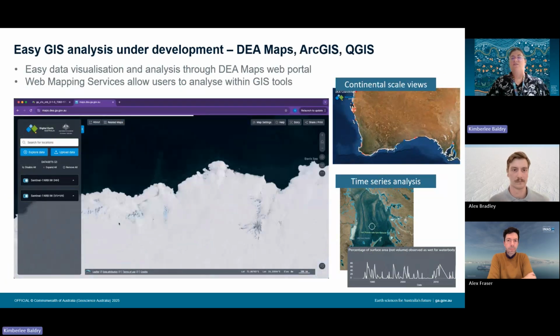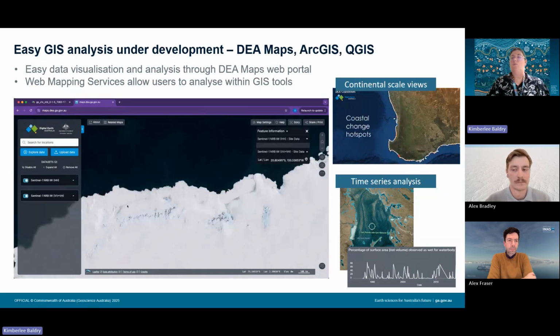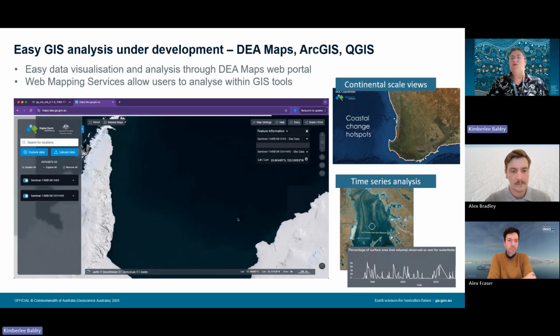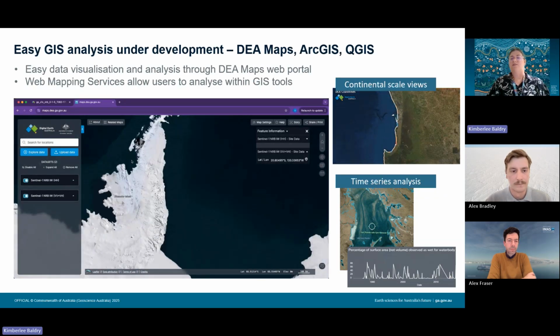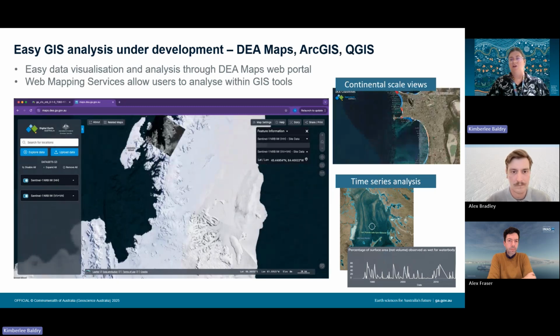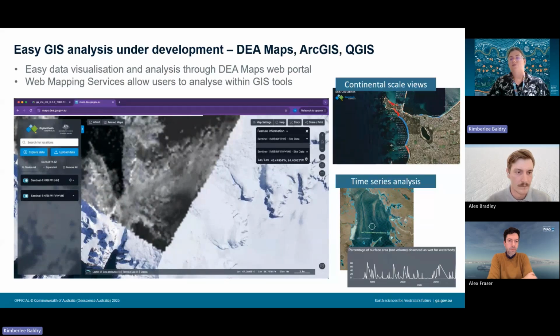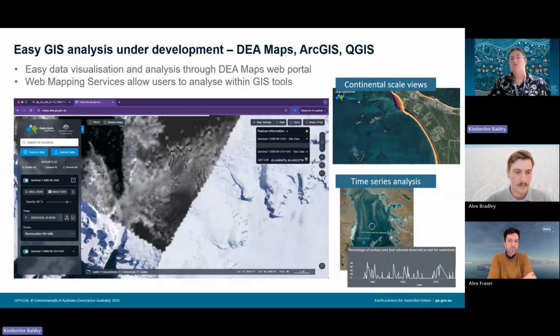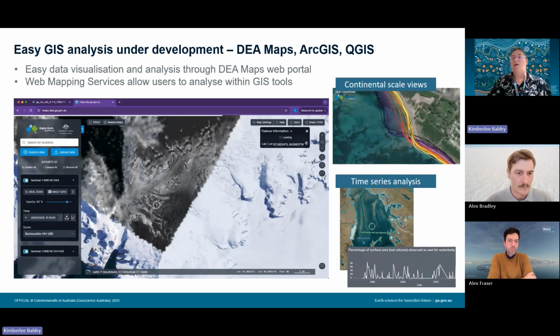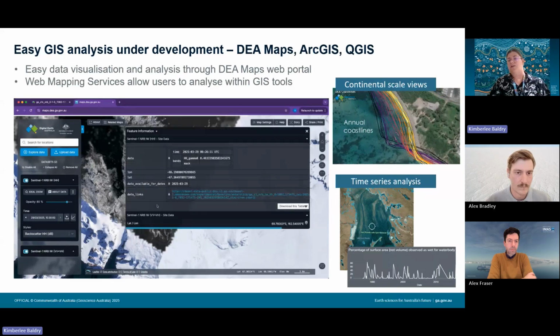We are also further developing Digital Earth tooling and web mapping services to deliver continental scale views and time series analysis over Antarctica with just a few mouse clicks. Users will be able to interact with Antarctic data through the Digital Earth Maps portal and within their GIS programs of choice using web mapping services.